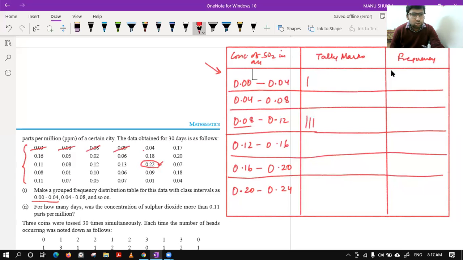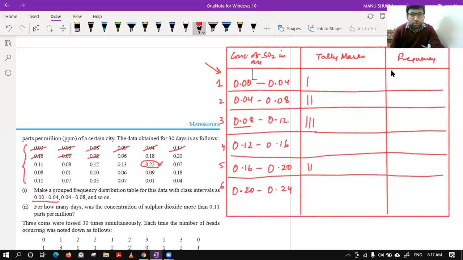Then we have 0.04. It will come in first or second. 0.04 will come in second. Good. Then 0.17 will come in. Please tell if this is first, second, third, fourth, fifth, and sixth. 0.17 will come in fifth one. Okay, good. Then we have 0.16. It will come in same fifth group. 0.05. Please tell 0.05 in second group. Good.